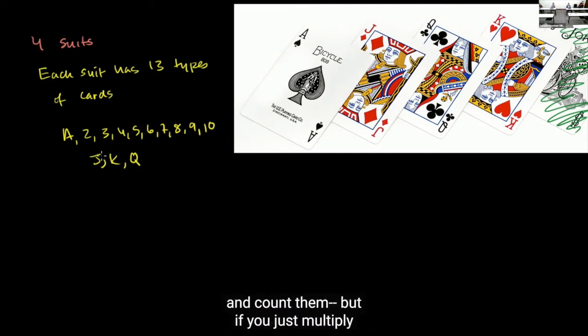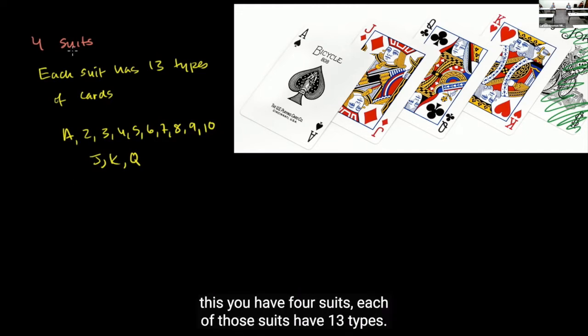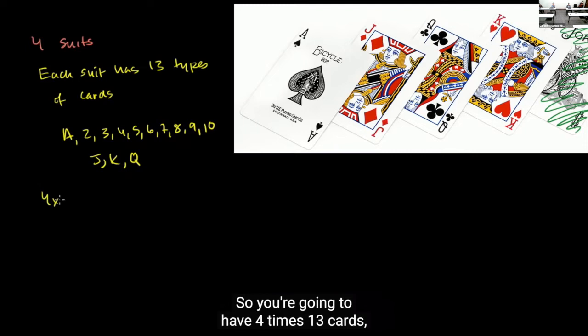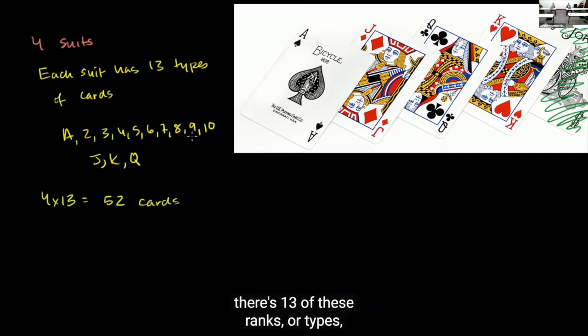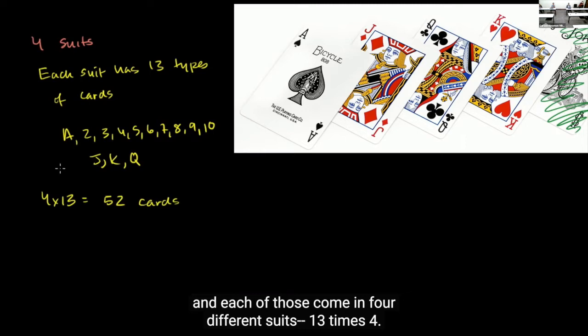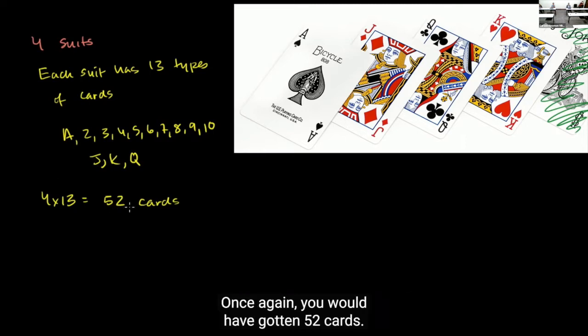So you could take a deck of playing cards and actually count them, take out the jokers and count them. But if you just multiply, you have 4 suits. Each of those suits has 13 types. So you're going to have 4 times 13 cards, or 52 cards in a standard playing deck. Another way you could say it, there's 13 of these ranks or types, and each of those comes in 4 different suits. 13 times 4, once again, you would have gotten 52 cards.